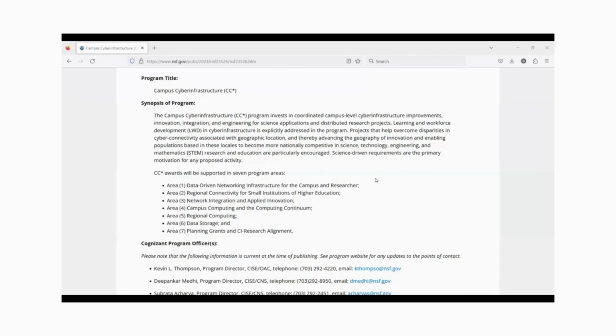But again, this program is phase two, or the second window of this program. From what we understand right now, there will be another two windows for this program in 2024. But on your college campus, look at this and think of this from the perspective of how is my network impacting STEM education and research in my college or at my university.